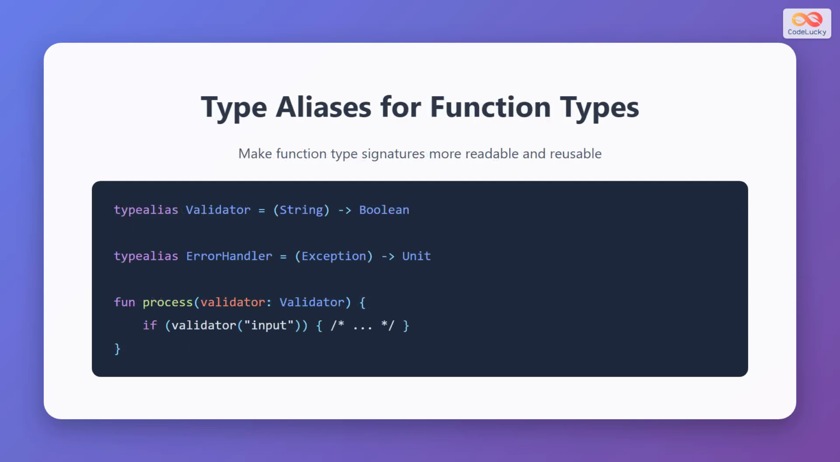Type aliases are particularly useful for function types, making function signatures more readable and reusable. For instance, you can create a type alias called Validator that represents a function taking a String and returning a Boolean. Similarly, ErrorHandler can be a type alias for a function that takes an Exception and returns Unit. Now, when you define functions, you can use these aliases. For example, fun process takes a parameter called validator of type Validator. This makes your code much clearer about what kind of function is expected.